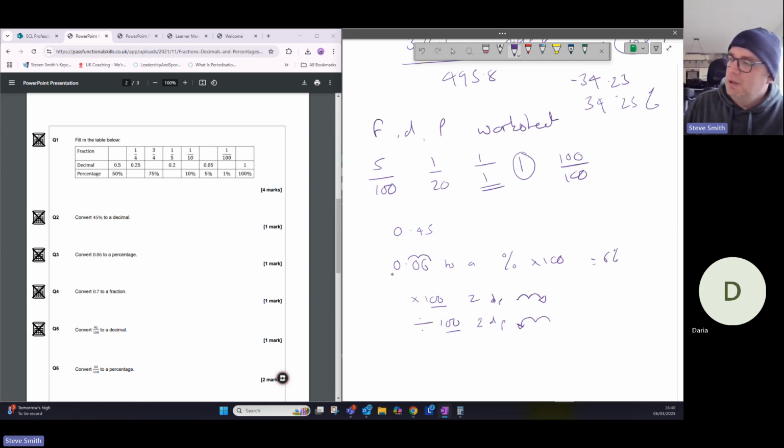Obviously, if we're saying it's 0.6 and we've just filled in this table here, we know that 0.6 is more than 0.5, and 0.5 was 50%, so it's not going to be 6%. So recognize your numbers here. 0.05 is 5%, so 0.06 is 6%.